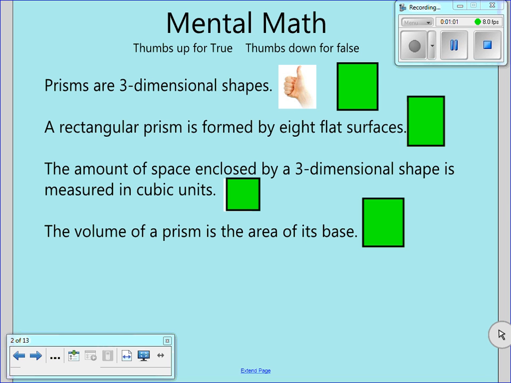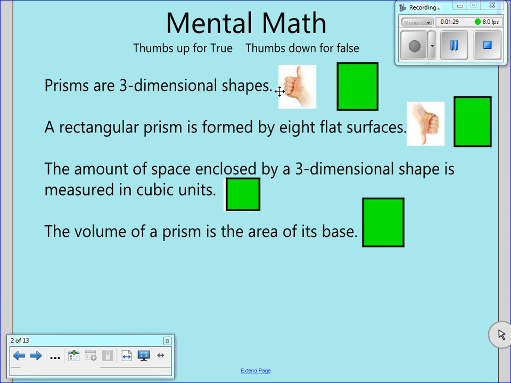All right, a rectangular prism is formed by 8 flat surfaces. I want you to think about that rectangular prism. If you can't think of one, think of a box that you get, probably you get a pair of tennis shoes in. How many flat faces are on that box? You have 2 ends, right? And then you have a top, you have a bottom, and then you have 2 sides. Well, do you think that would be 8 flat surfaces? Thumbs up or thumbs down? Let's take a look. So thumbs down.